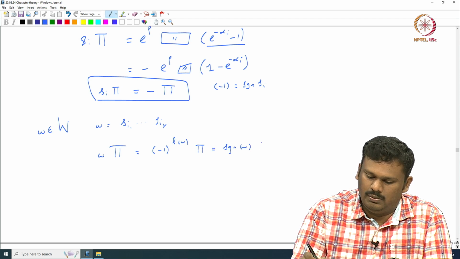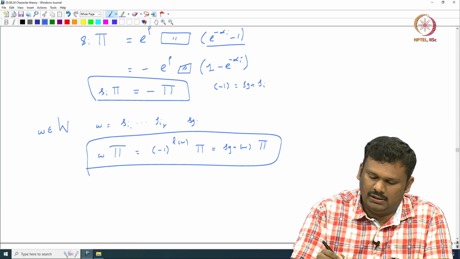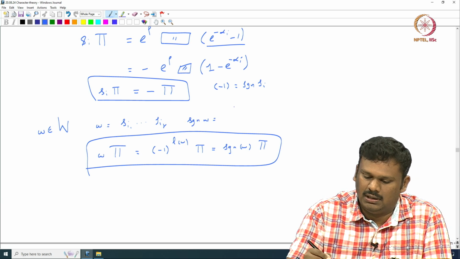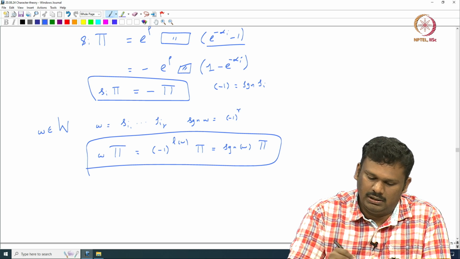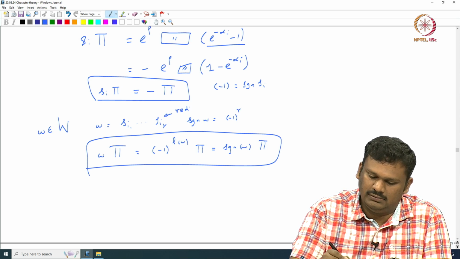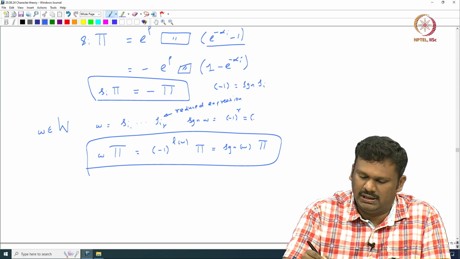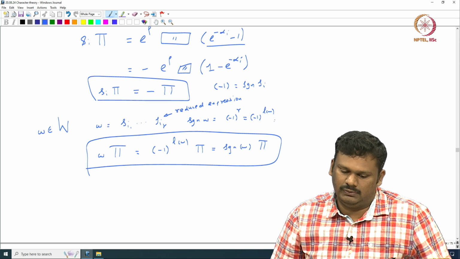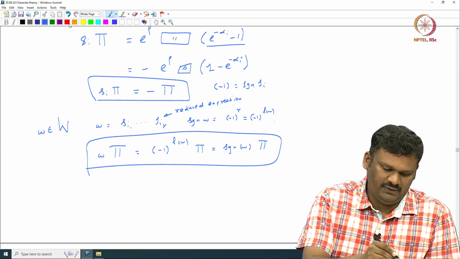sine of W pi, because the sine of W is same as minus 1 power R, if this is the reduced expression, and it is not hard to see that this is same as minus 1 power length of W. Okay. So, this is something you should check. I will leave it as exercise.